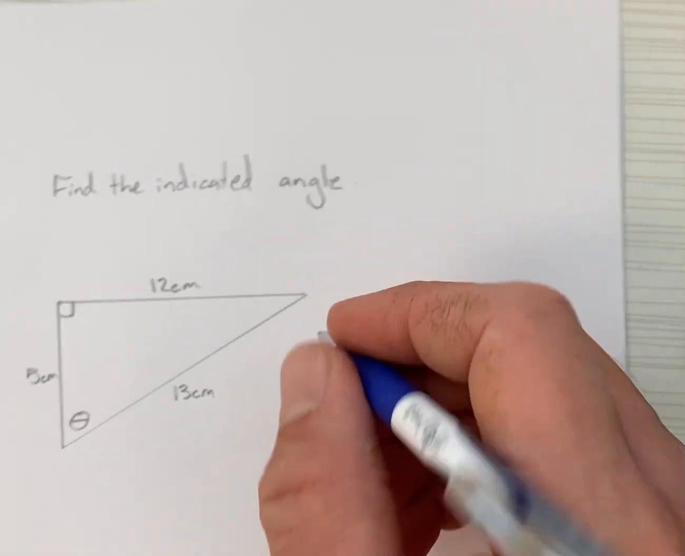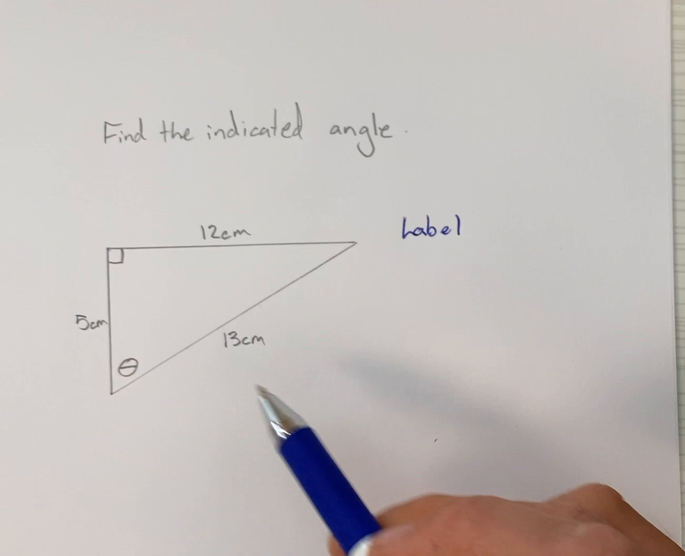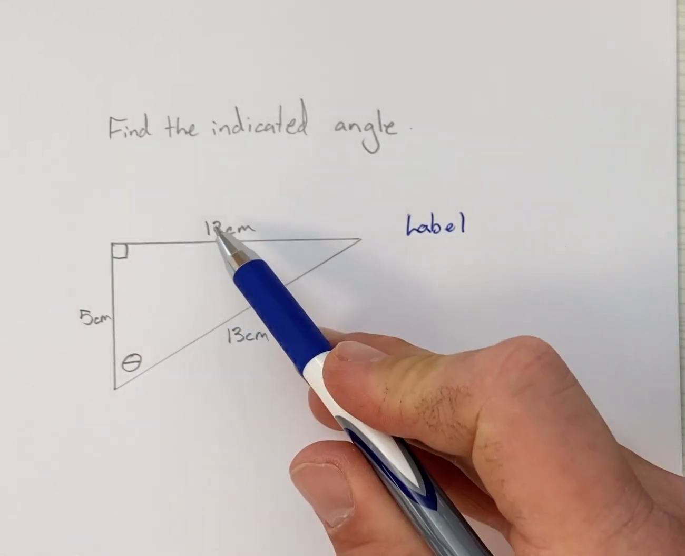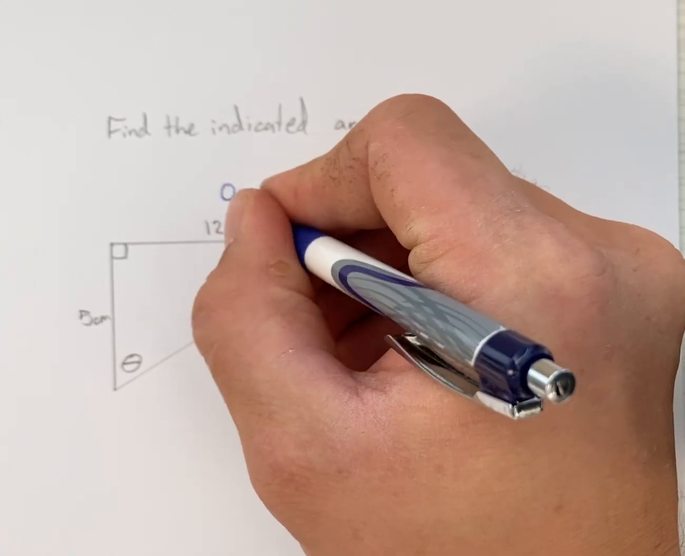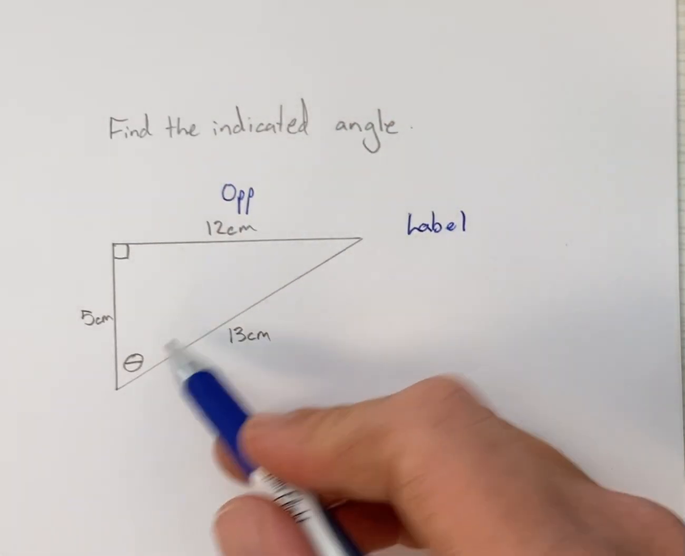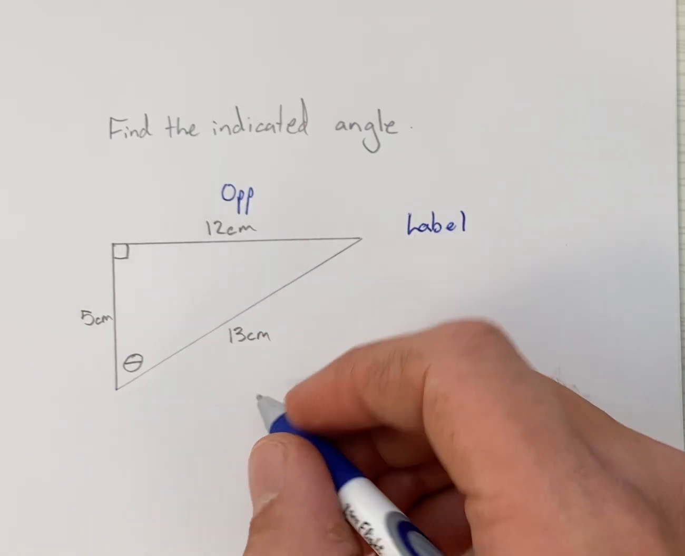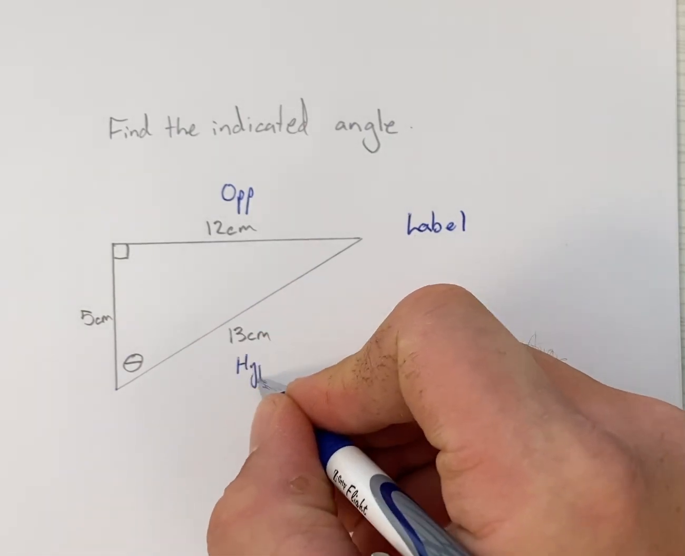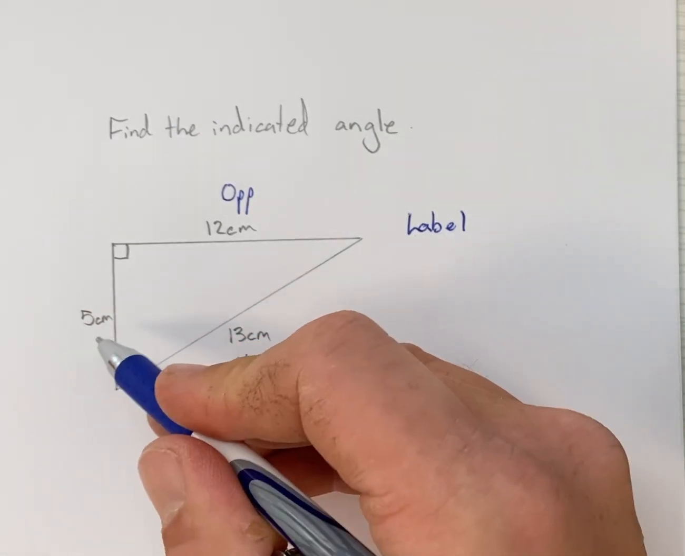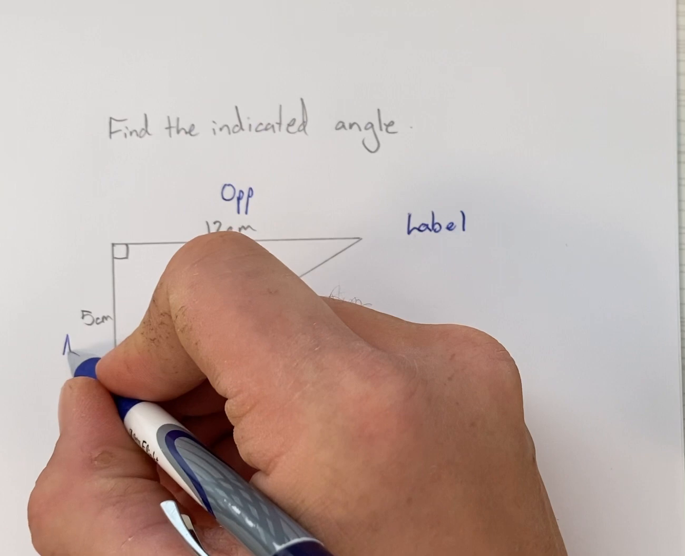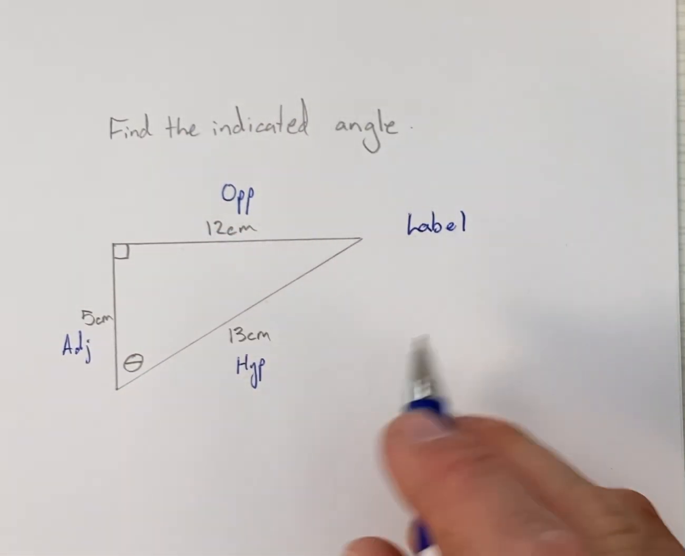So our first step is going to be to label the triangle, and we'll label it from theta's perspective. So from theta, across the triangle is the opposite side. So this is the opposite. The longest side of the triangle, the one opposite to the right angle, is the hypotenuse. And the remaining side, the one that's also touching the angle theta, just right beside it, is referred to as the adjacent. So we've got this triangle labeled.